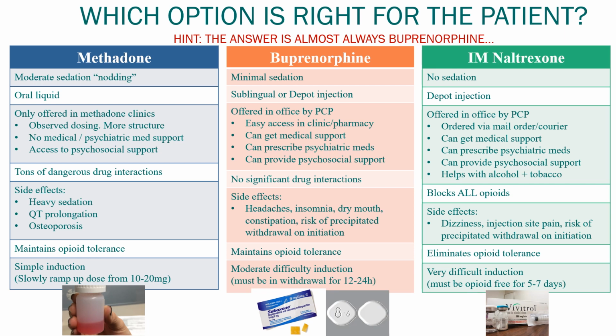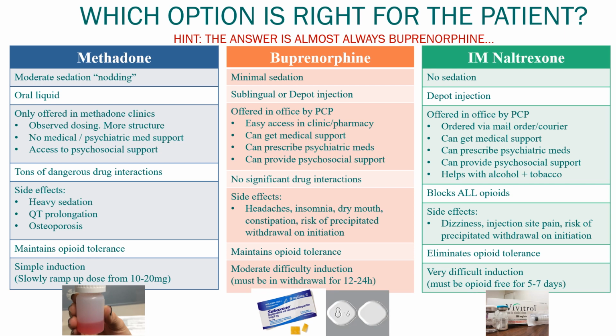And naltrexone, okay, our third option. Naltrexone is an antagonist drug. It does not have any sedation associated with it. Naltrexone for opioid use disorder is best administered in an injection form. There is a pill, but the pill is really only for alcohol use disorder. It doesn't really work for opioids. IM naltrexone can be administered in an office by a primary care physician, and just like buprenorphine, they can get all of the other services that a primary care physician can provide. Naltrexone blocks all opioids, and it also controls cravings at the same time.